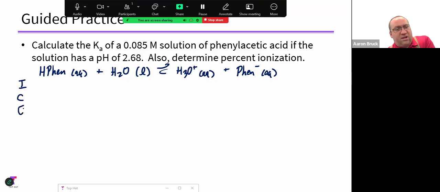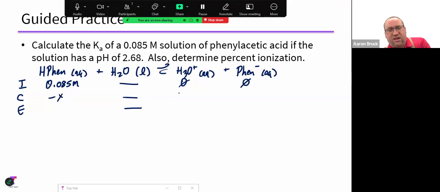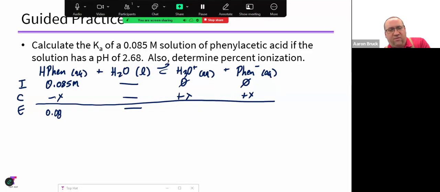Now we're going to set up our ice chart in the exact same manner that we did before. 0.085 molar for the phenylacetic acid. Don't care about the water. Initial concentrations of the two products are 0. We know that we're going to lose some amount of phenylacetic acid, gain some amount of each of the products. And so at equilibrium, we're 0.085 minus X, X, and X.